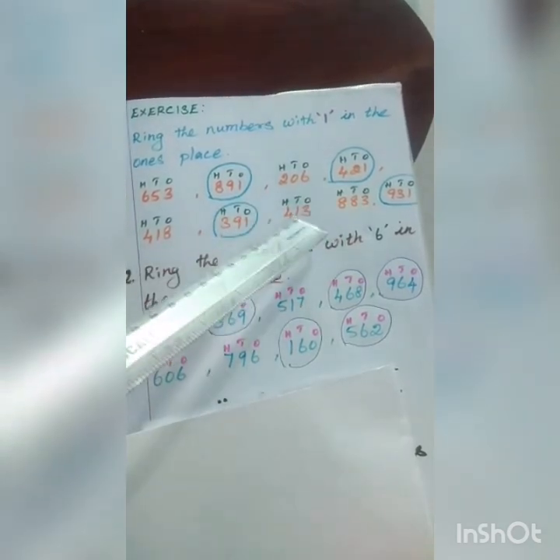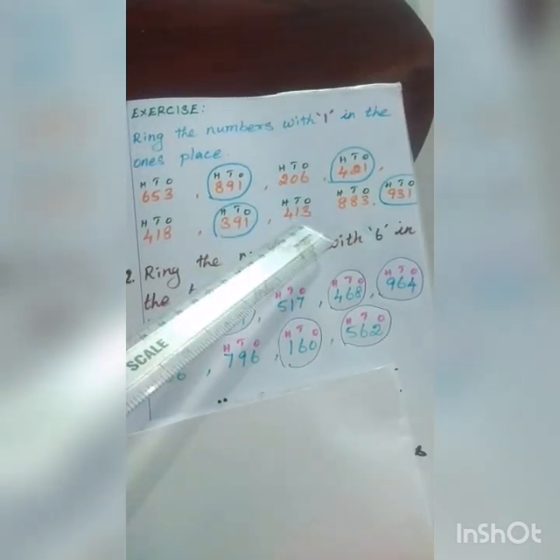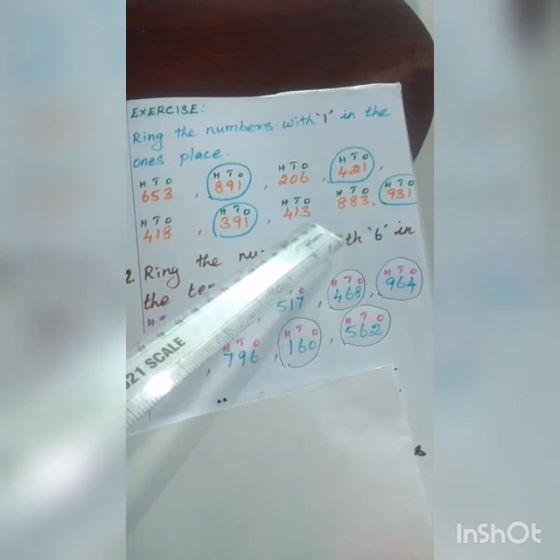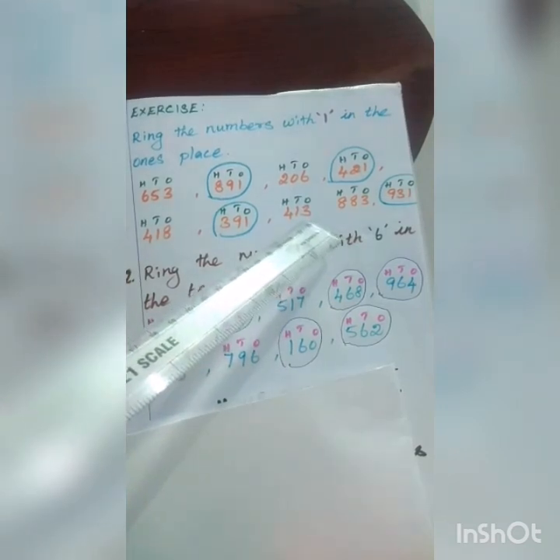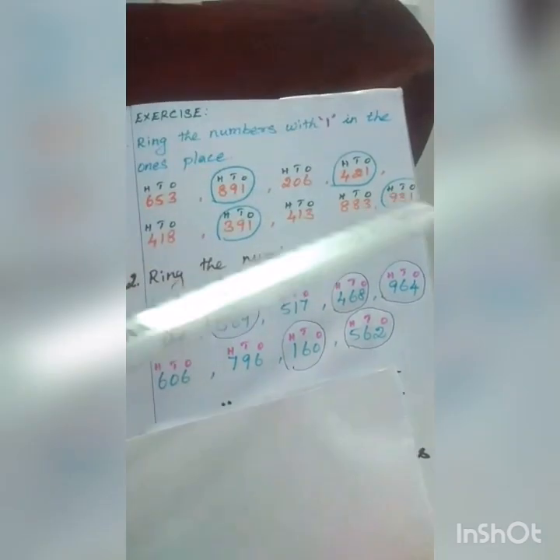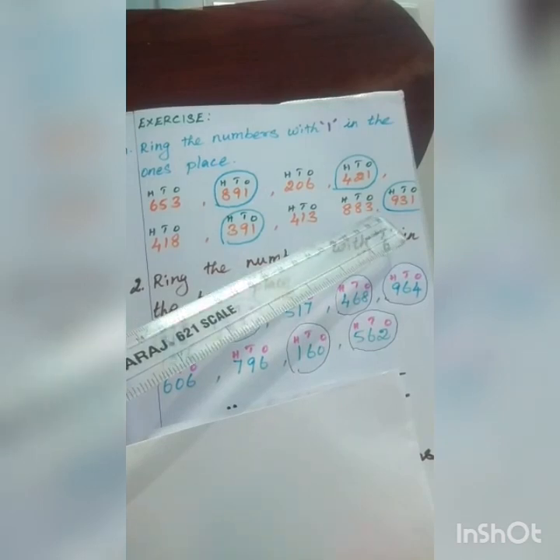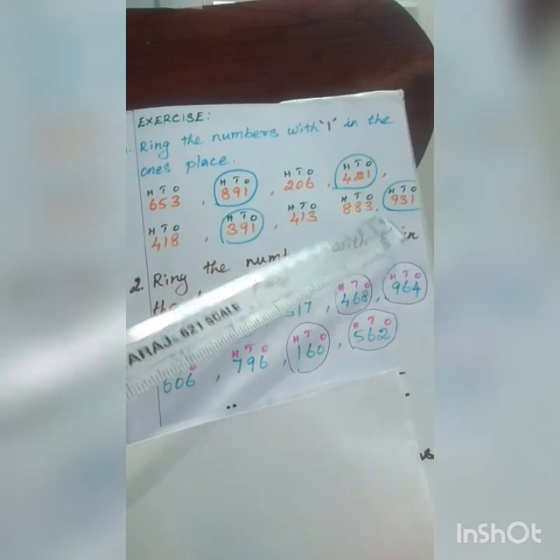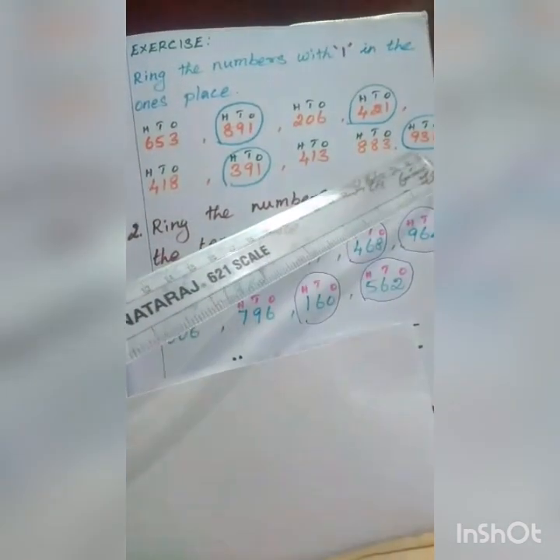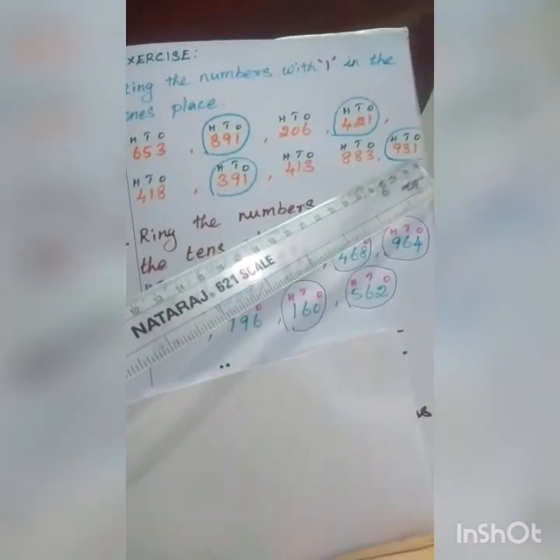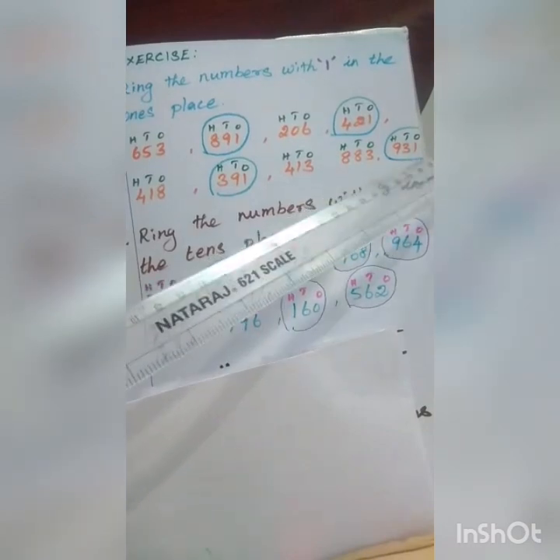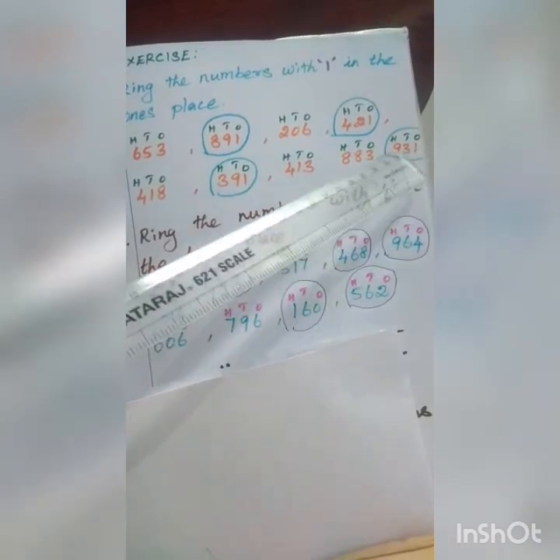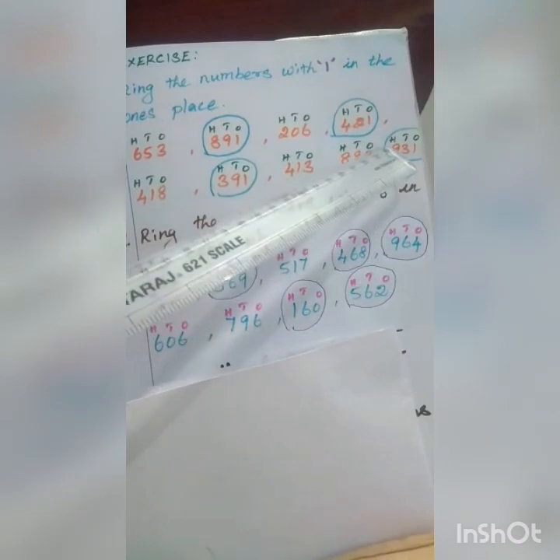Next one, 413. What number is in the ones place? 3. So, if you want to circle, no, because 3 is in the ones place. Next, see the next number, 883. You want to circle this one? No, because 3 is in the ones place. Next one, 931. What number is in the ones place? 1. So, you have to circle this number.